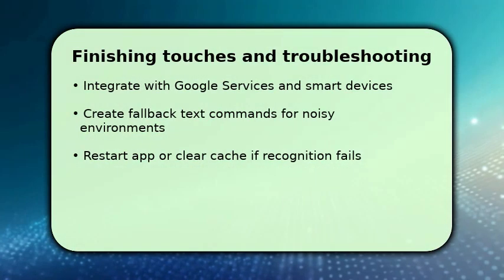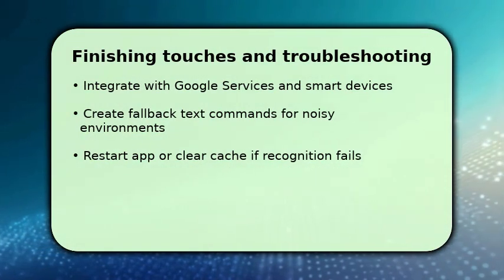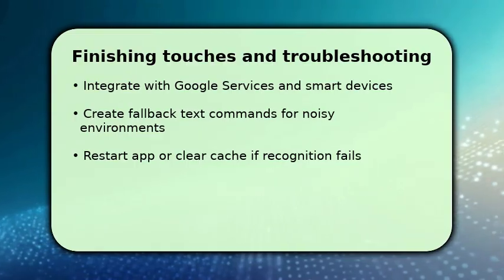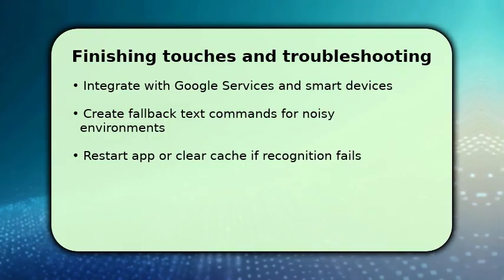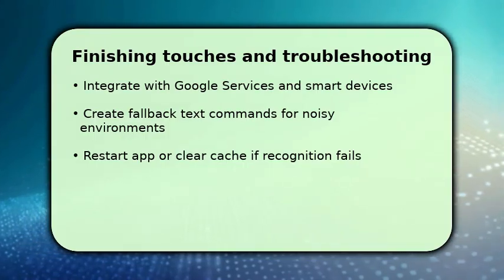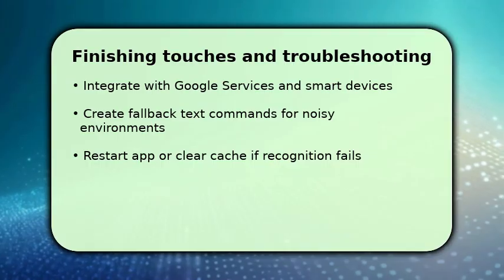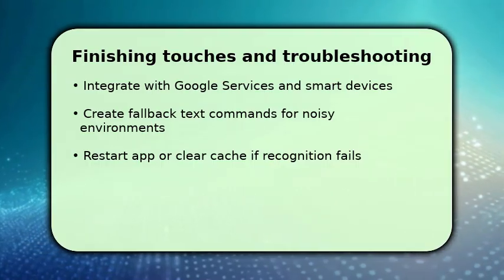Finish by integrating the Assistant with Google services, calendar, and smart home devices so it behaves like Siri across tasks. Create fallback text or button shortcuts for noisy places where voice fails. That gives you continuity. Test routine chains and tweak permissions if automations don't run.